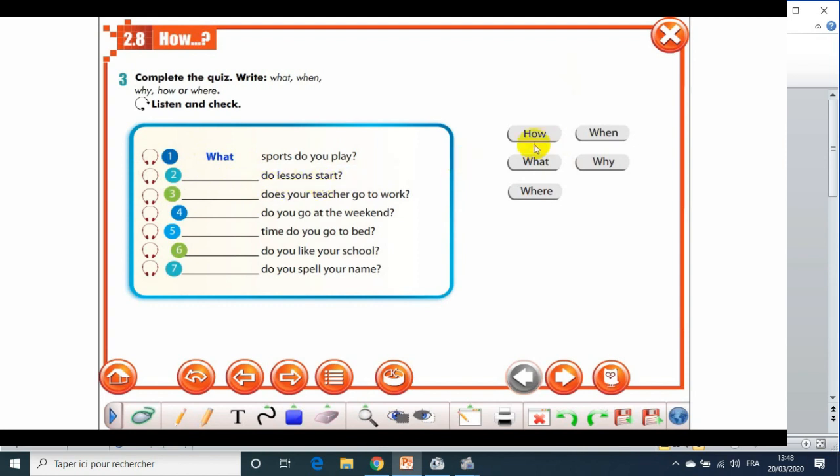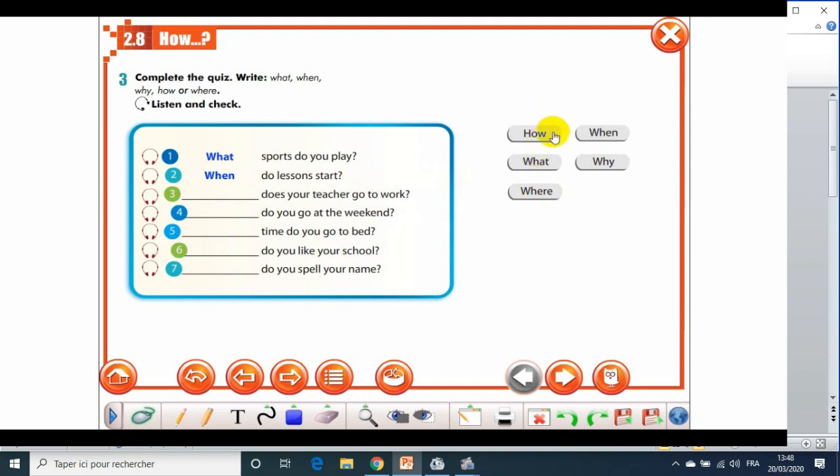We have how, when, what, why, and where. Start means begin. Lessons means lessons. So here we ask about the time or the date. So the right one is when or where. What do you think? In your opinion? Okay, let's see. It's correct. When. When do lessons start? Number 3. How does your teacher go to work?